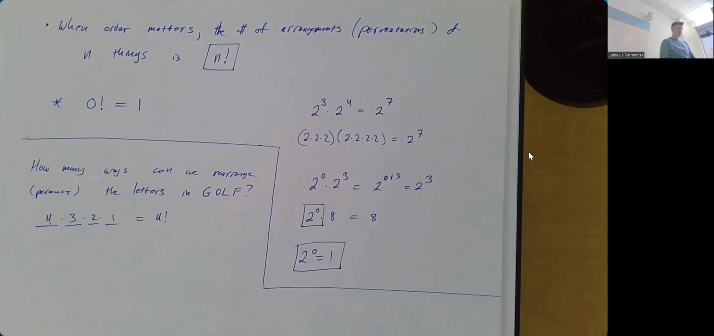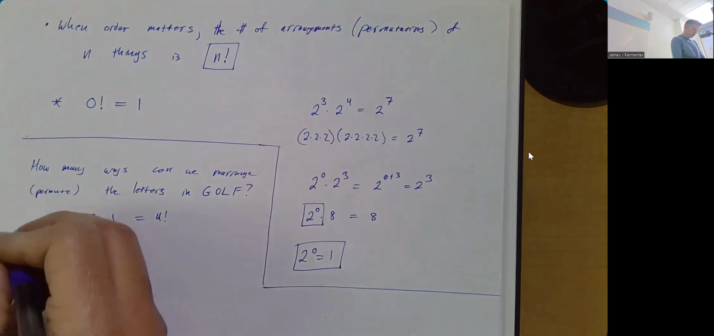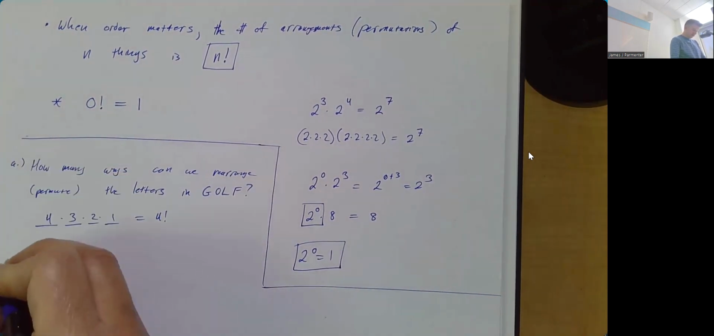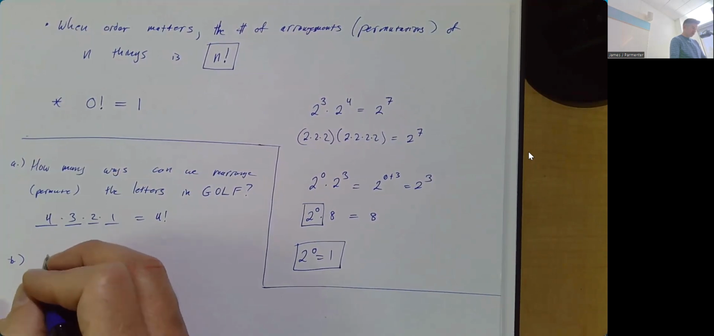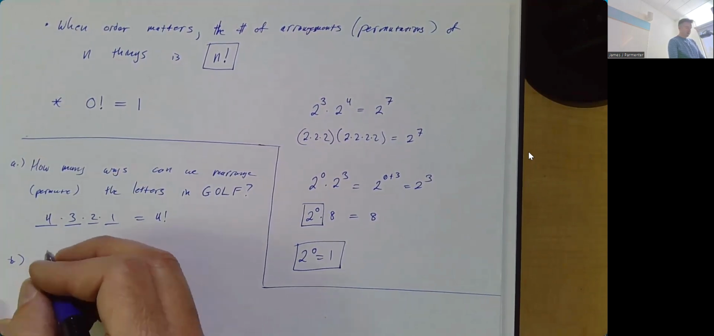But if we have repeated letters, then things are a little bit wonkier. If our word was instead, say, puppy.